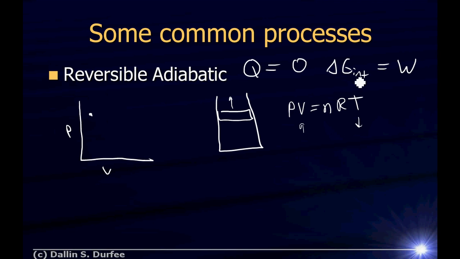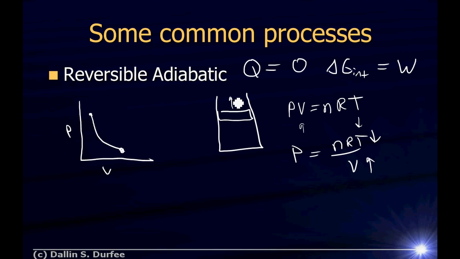Because negative work is being done, which means the change in internal energy is negative, and I told you that the change in internal energy is proportional to the temperature change. So as the volume expands, the temperature goes down, which means the pressure is nRT over V. The temperature is going down, the volume is going up, the pressure is going down. In fact, the pressure is going to go down faster than in an isothermal process.